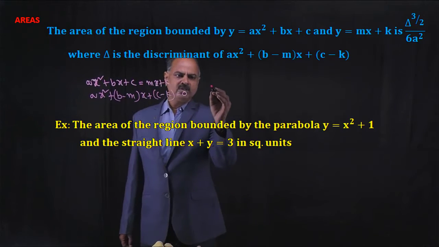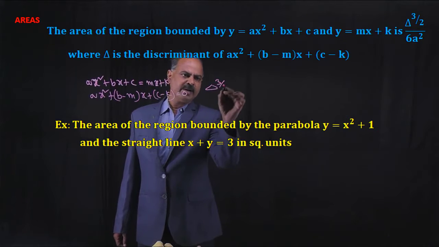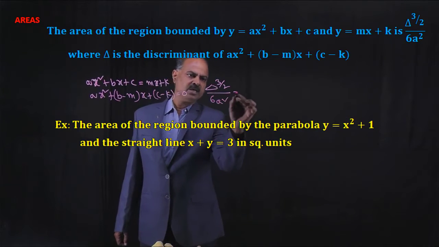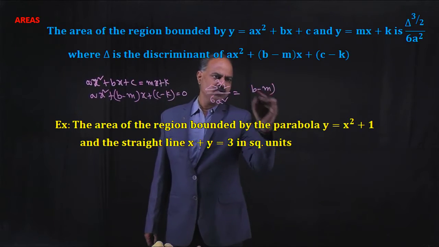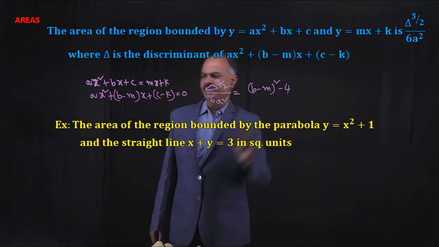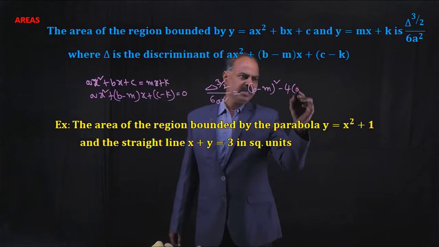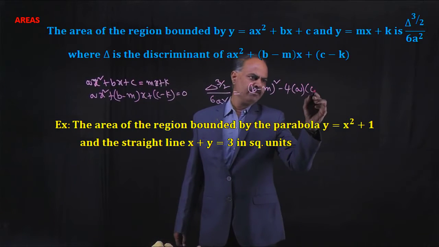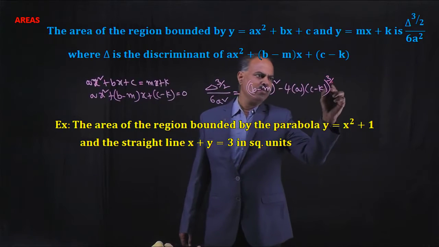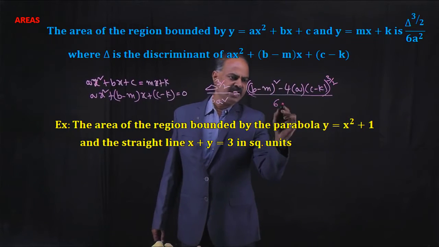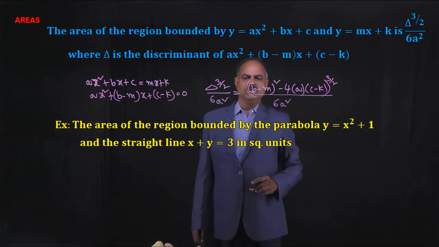Here, Δ^(3/2)/6a², where Δ = b² − 4ac. Here b becomes b − m, that is b² − 4a into c, and that is (c − k)^(3/2) whole power 3/2 by 6a².